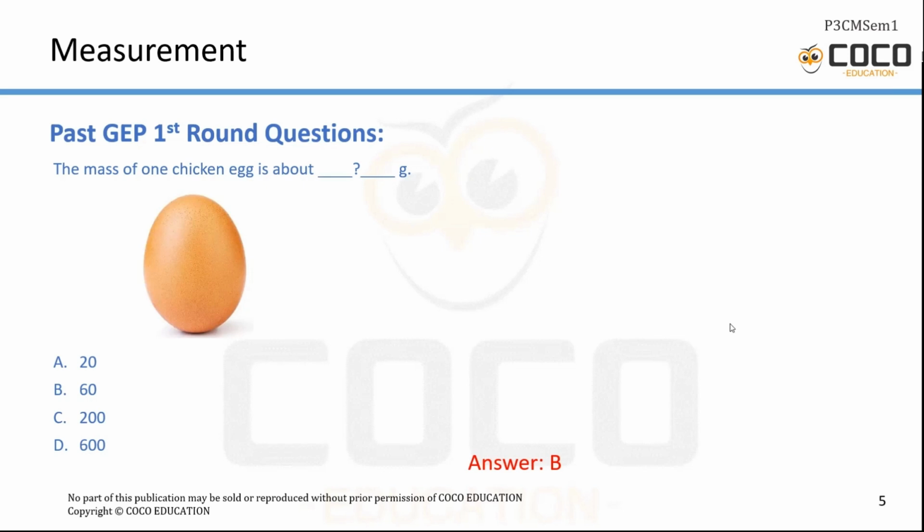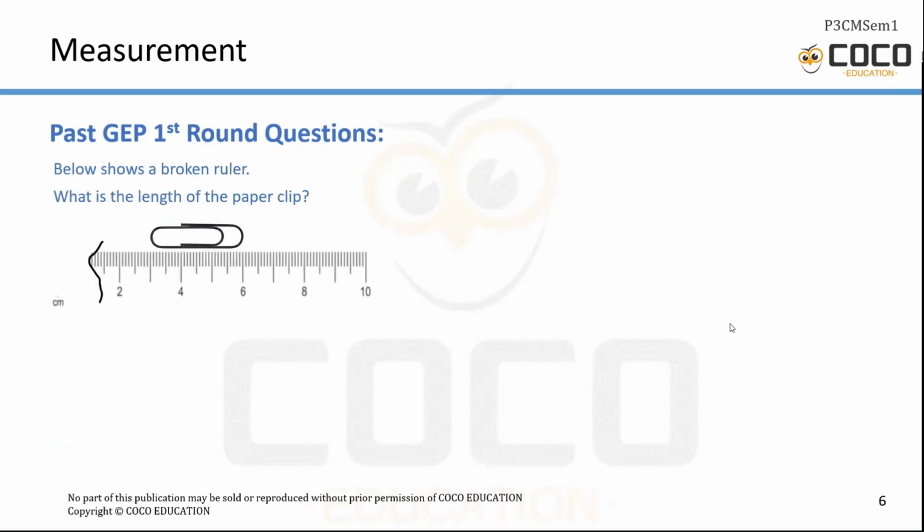The length of a car, like common sense length of a car, normally it can be like 5 meters, like this, okay? So have some common sense about the weight or the volume or even the length of the items. They may be tested, okay?